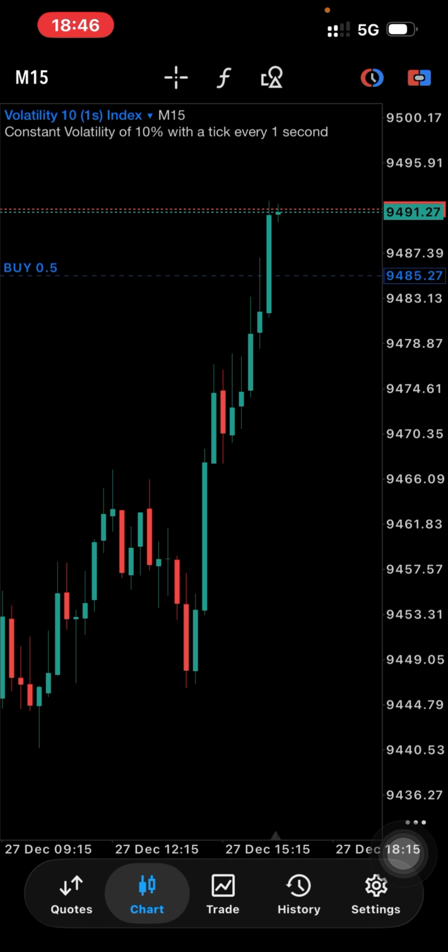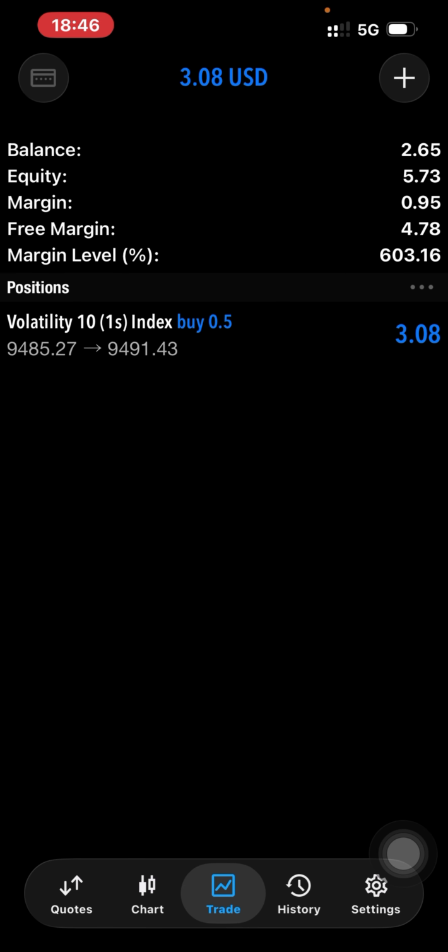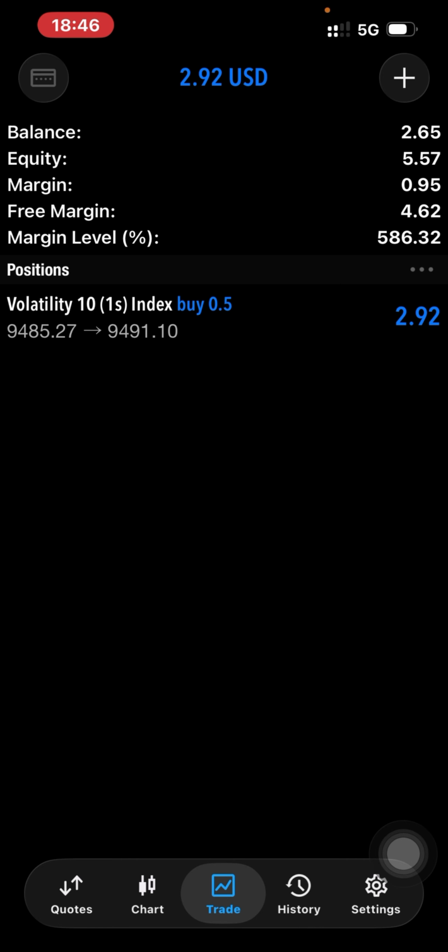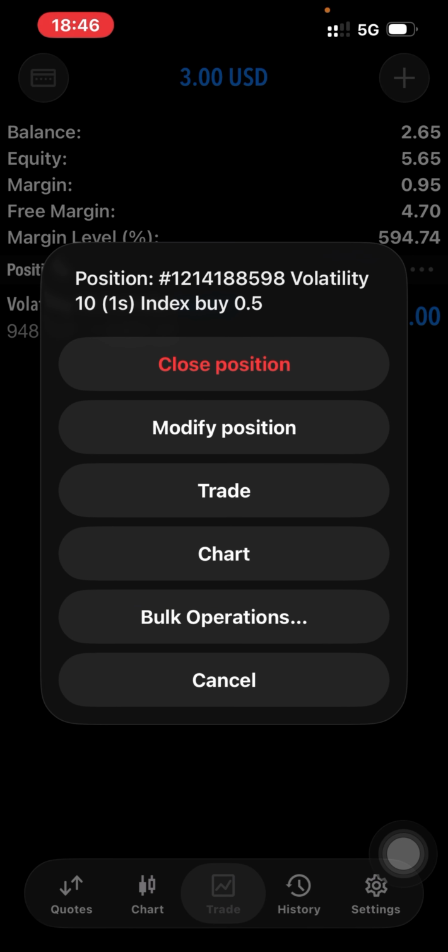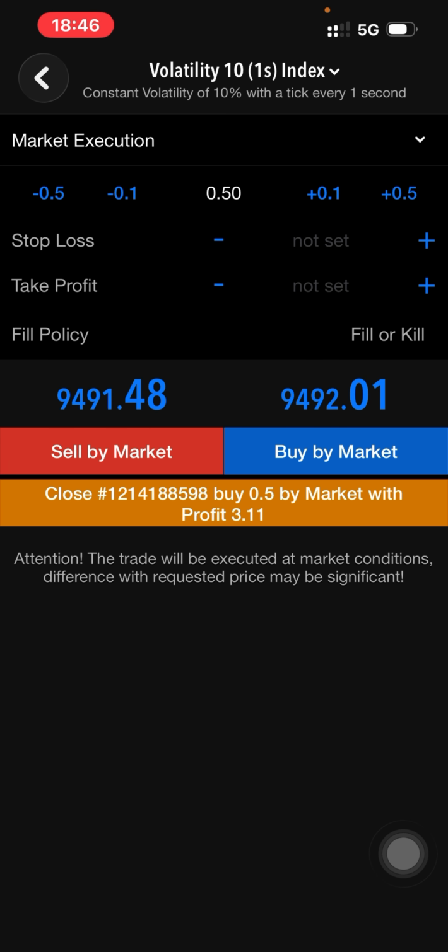This is a very volatile pair, but we've managed to make $3 profit. So I'm satisfied with this. I'm just going to go ahead and close.